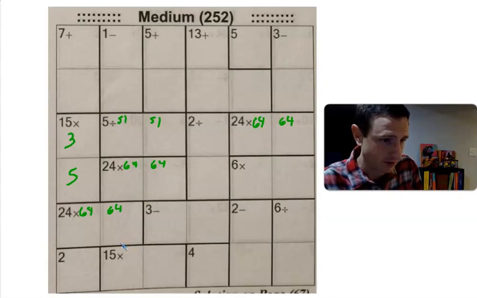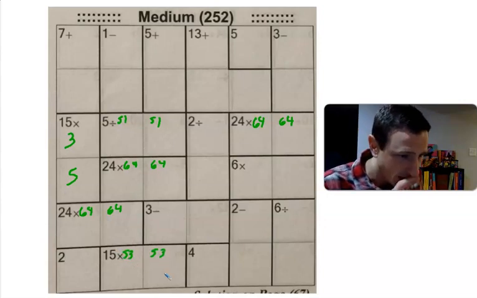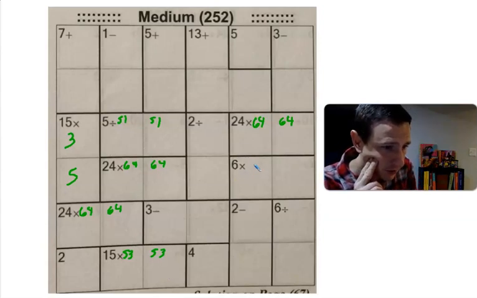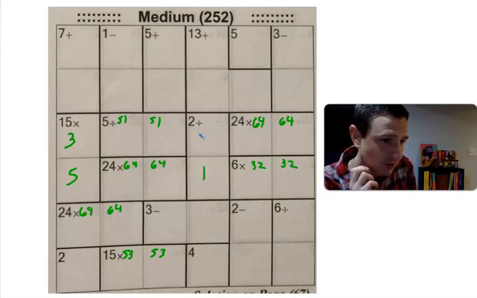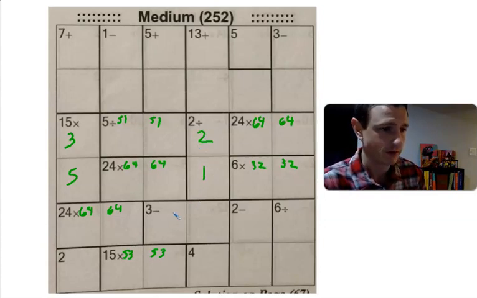I know some things I could probably figure out, but I'm at a point right now where I just want to write down the easy facts. So six and four, so this is going to be three and two. So six, five, four, three, two, this has to be one, so this is going to be two. Two divided by one is two.